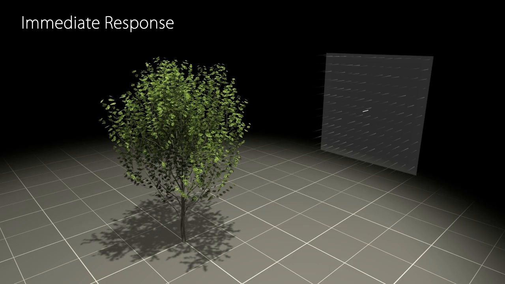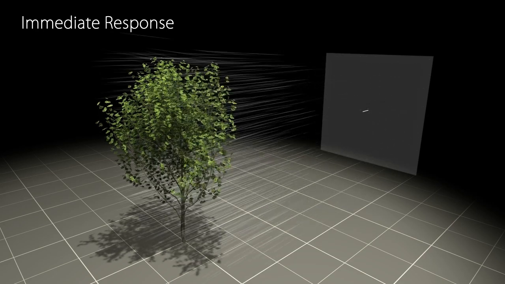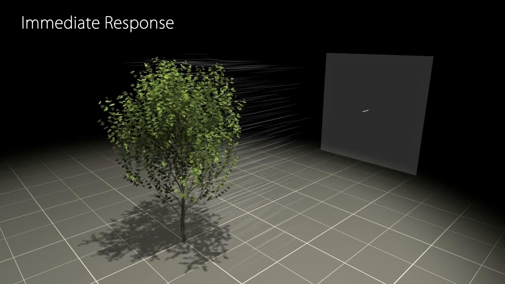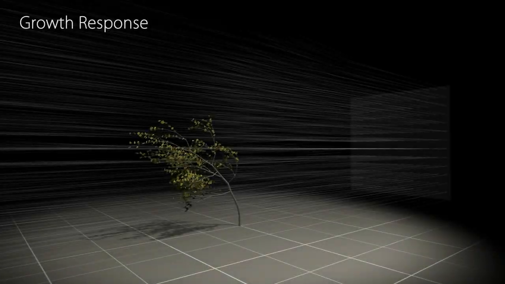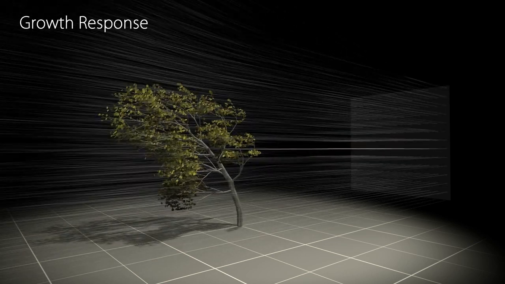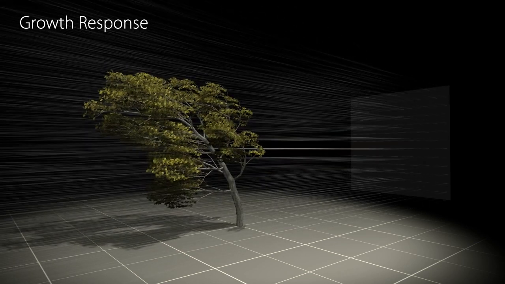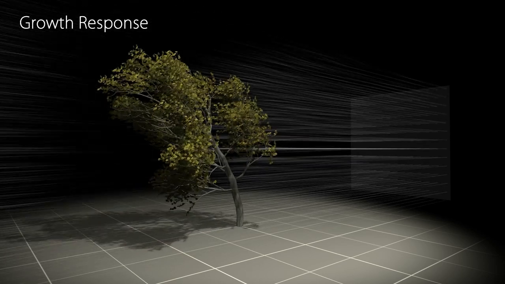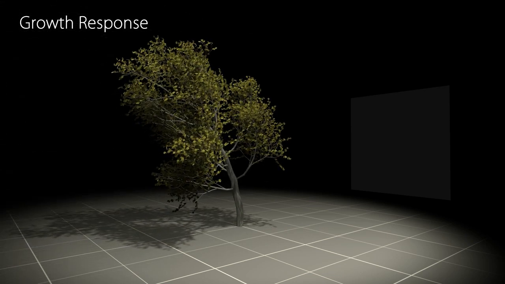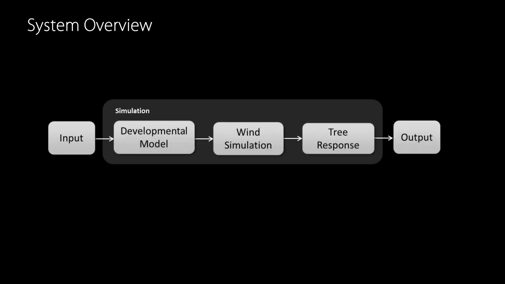We present an automatic method for creating 3D models of botanical trees developed in dynamically changing wind fields. Our method captures high-frequency oscillations as well as long-term structural adaptations of the branching structure. Input to our method are the parameters of the developmental model and the scene definition.